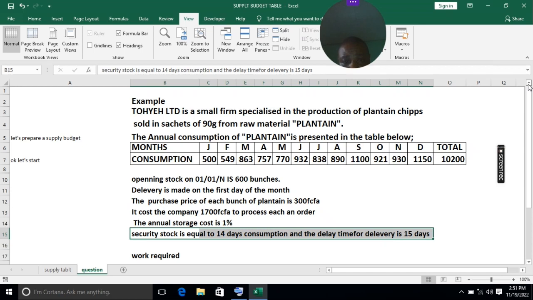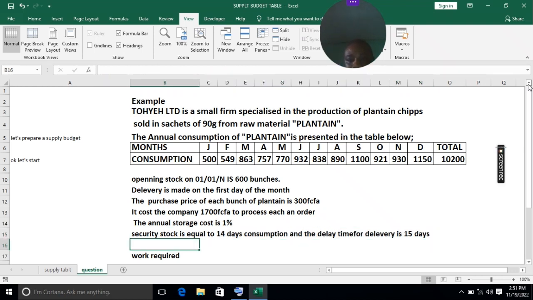The opening stock on the 1st of January of this current year that we are in is 600 bunches. Delivery is made on the first day of the month. This should be taken note of. The purchase price of each bunch of plantain is 300 francs. It costs the company 1,700 francs CFA to process each order. The annual storage cost is 1%, and the storage cost is always a percentage of the value of the average stock.